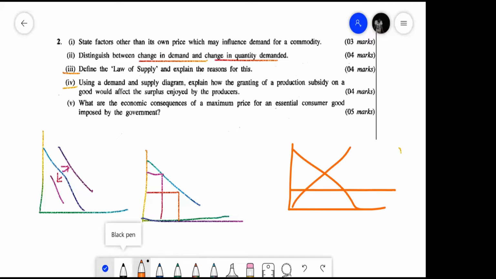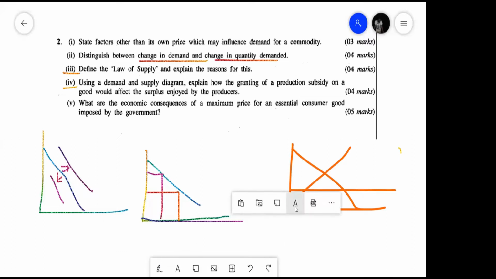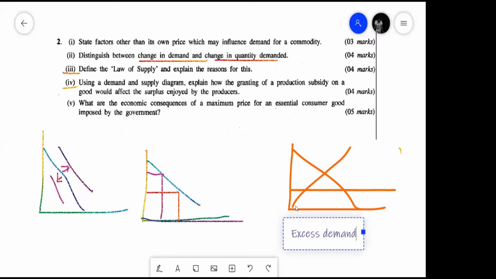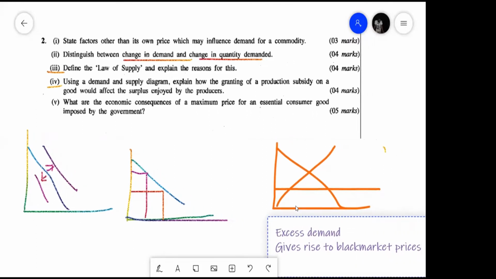One thing that you can say is that there is excess demand. Exactly, there is excess demand. That is one point. Apart from that, what can you say? You can say it gives rise to black market prices. Excess demand, you can connect to black market prices. And also, it discourages investments.